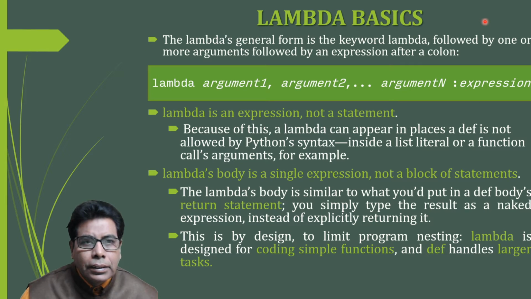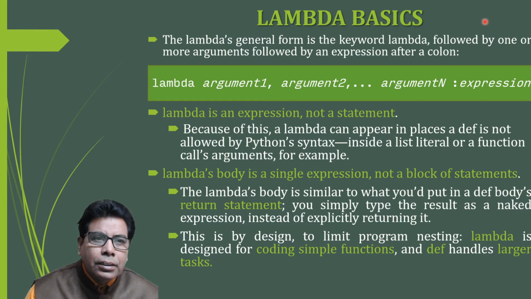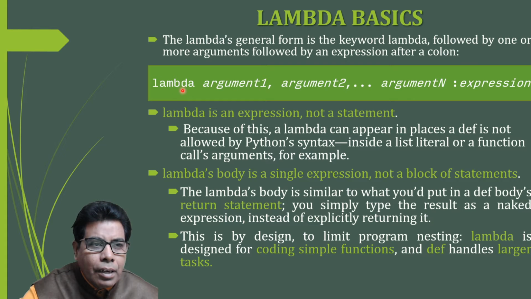Then let us see the lambda basics. First, the general form. Lambda function starts with the lambda keyword followed by arguments, and it can take any number of arguments. So argument 1, argument 2, argument n shown here, and this is followed by a colon and then the expression. So this is the general form of the lambda function.